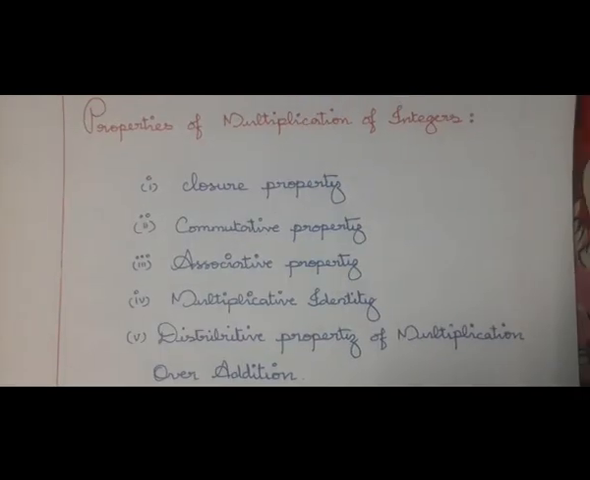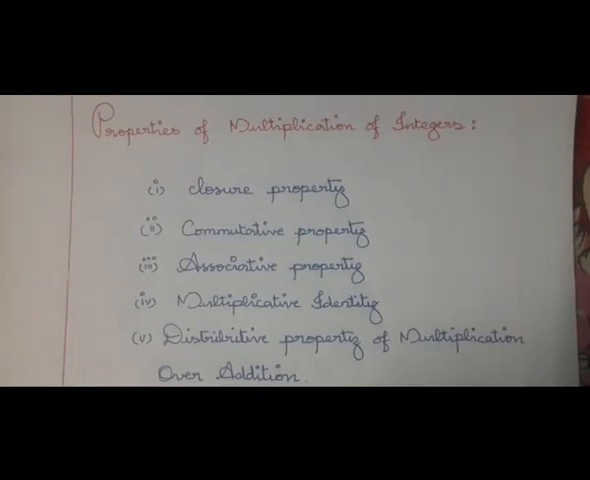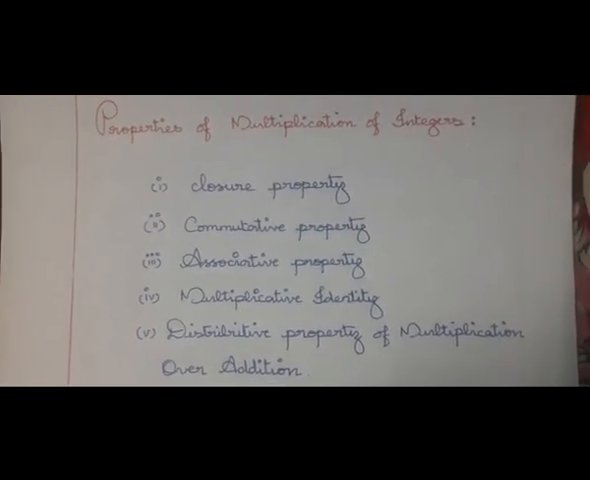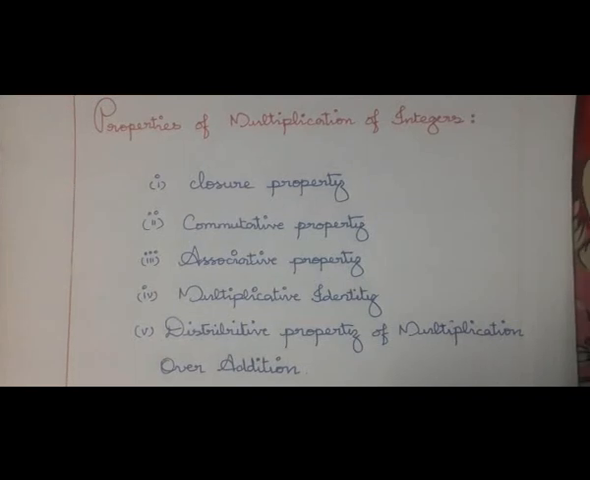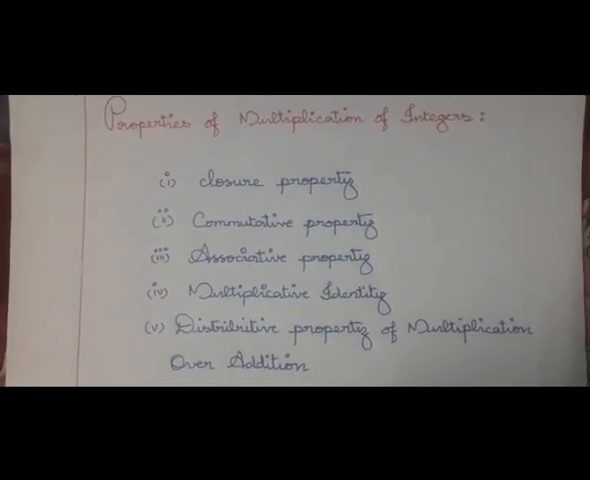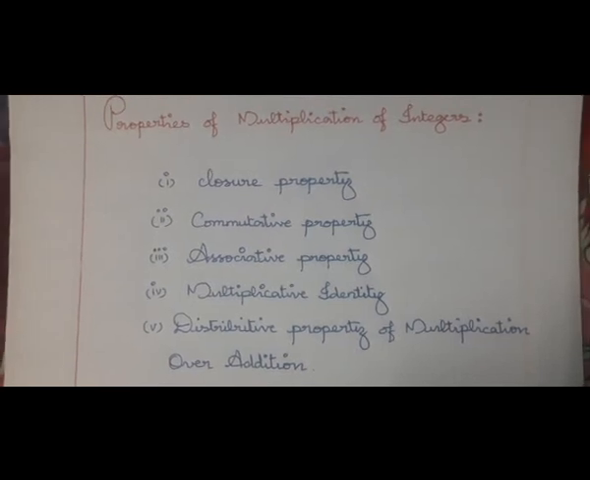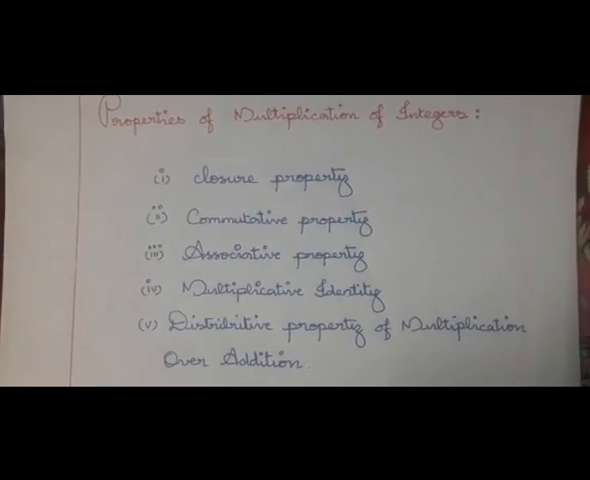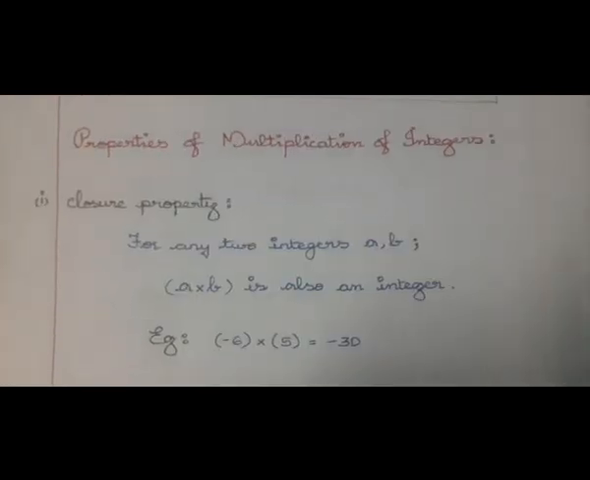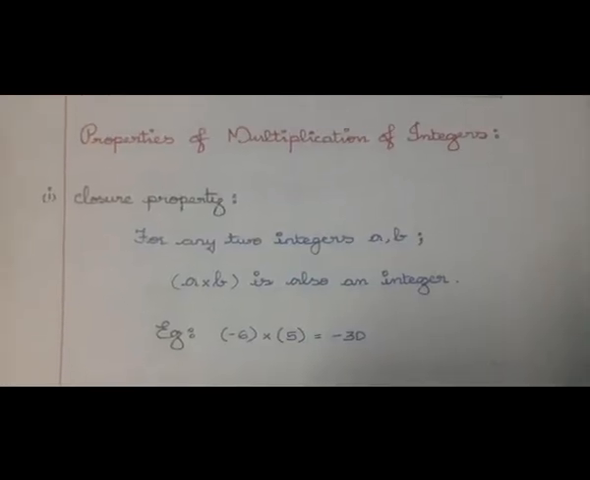Fine. Let us see the properties of multiplication of integers. There are 5 properties. First, the closure property. Second, commutative property. Third, associative property. Fourth, multiplicative identity. Fifth, distributive property of multiplication over addition. Yes, properties of multiplication of integers.